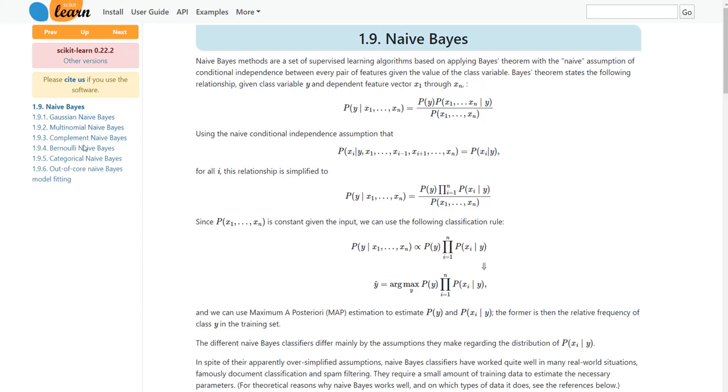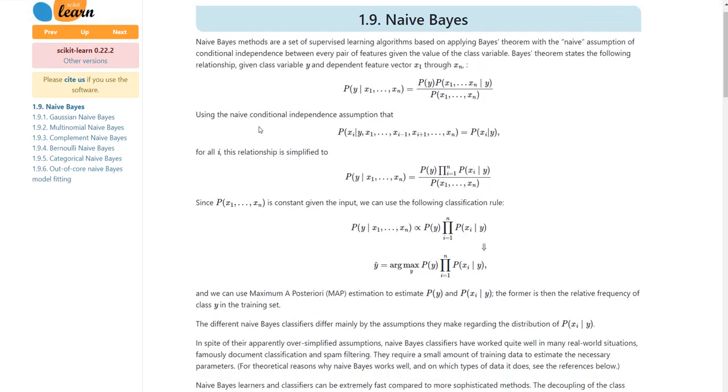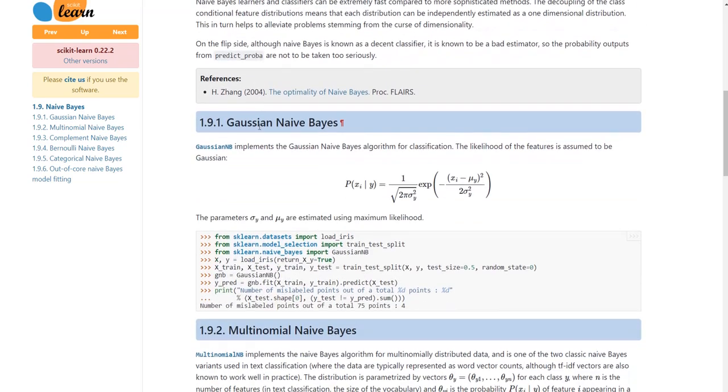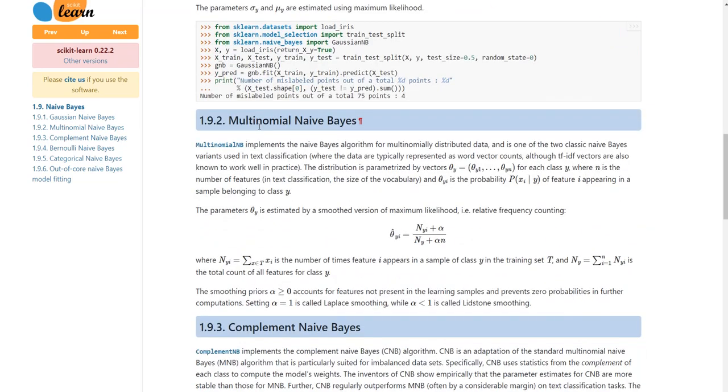The scikit-learn website has very good documentation about different probability distribution functions and Bayes application, so you can look into this. The purpose of this video is to understand the mathematics behind Gaussian Bayes classification, not to understand the probability distribution functions and how to use them in the Bayes theorem.